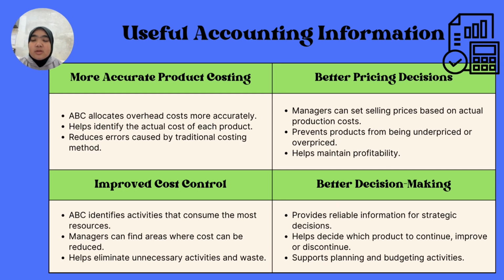Activity-based costing contributes to improved cost control. It identifies activities that consume more resources, helping managers find opportunities to reduce costs and eliminate unnecessary activities and waste. Finally, activity-based costing enables better decision-making. The accurate information provided by activity-based costing supports strategic decisions such as whether to continue, improve, or discontinue a product. It also assists management in planning and budgeting activity.